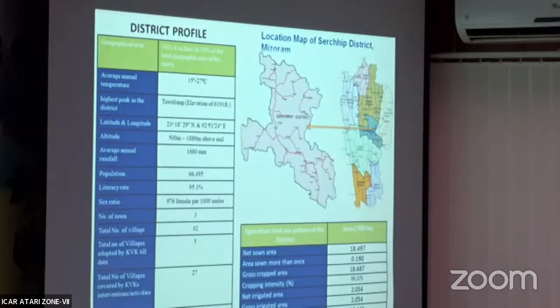And this is the main district profile. This is how we are located. This is the district, and we are located at the far end. From the district, it takes around 3 to 3.5 hours to reach my Kendra. We have around 42 villages in my district, of which we have covered around 27. That is around 64.29%.